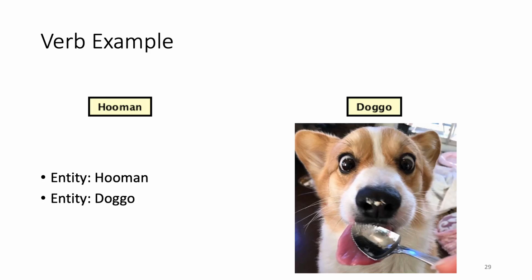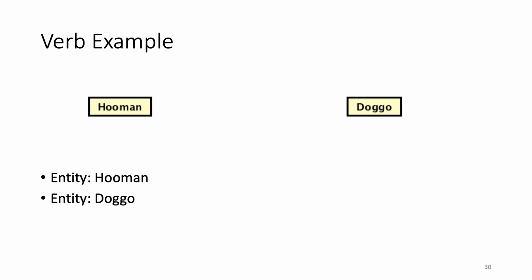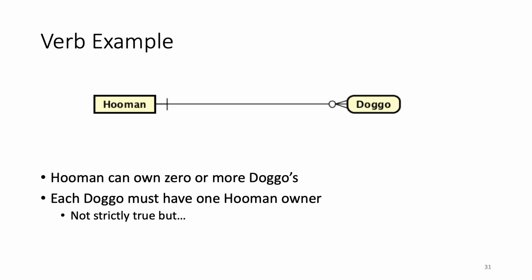And we can do that. Oh, that's a lovely doggo, isn't it? We can do that. We can express it with a line. We say, okay, a human can own 0 or more doggos, and each doggo must have one human owner.